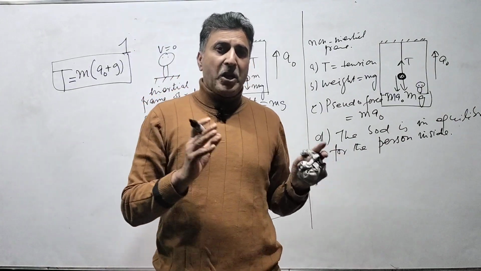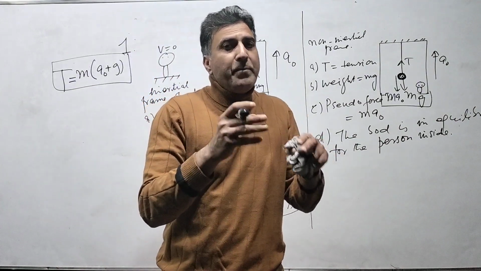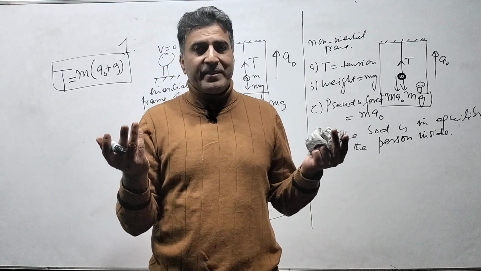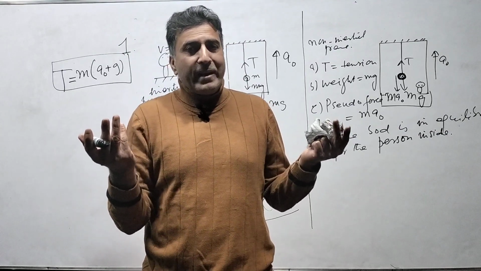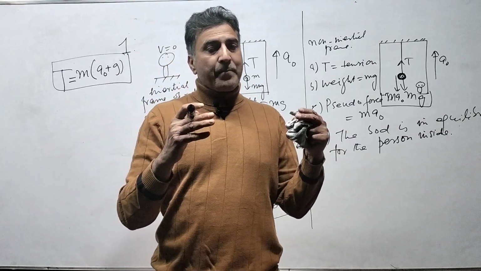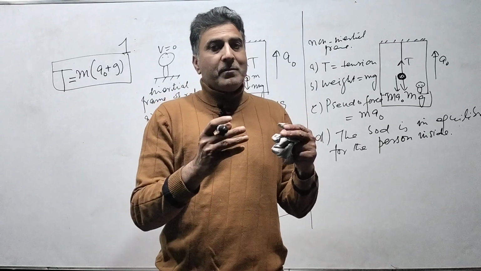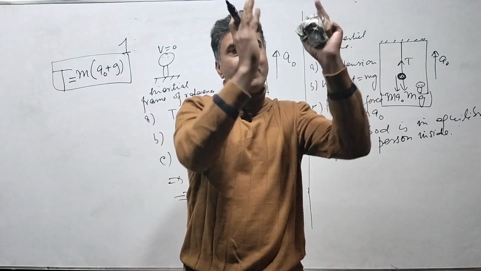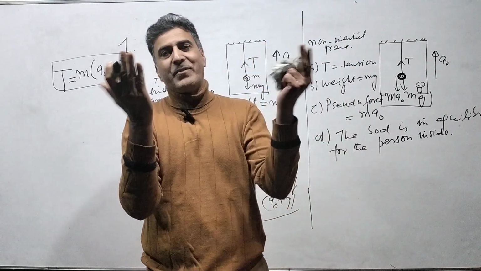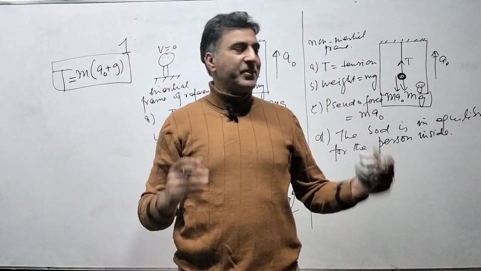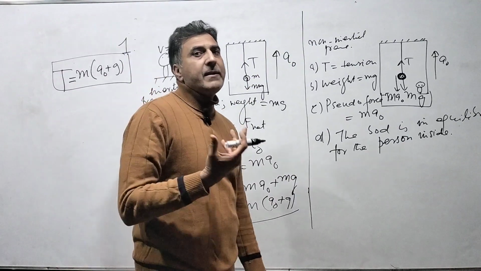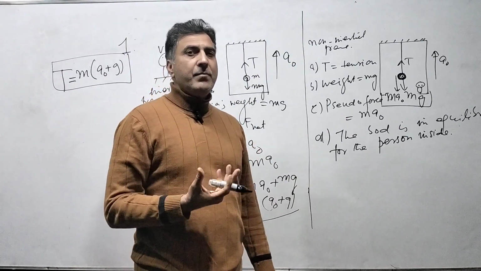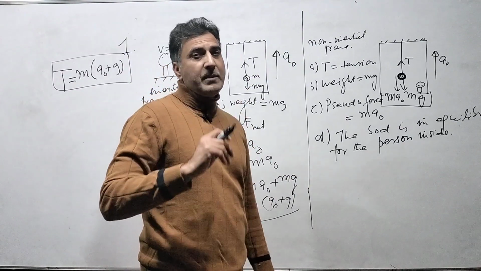A person inside the lift will observe that the bob has 0 acceleration. It is not accelerating for him, because both the person inside and the lift are accelerating upwards. There is no relative acceleration between the two. The relative acceleration is 0. So the hanging bob inside the lift is in equilibrium for a person who is inside.